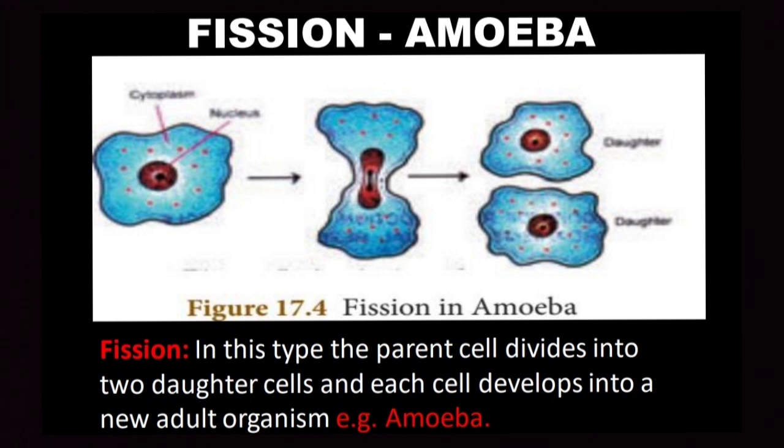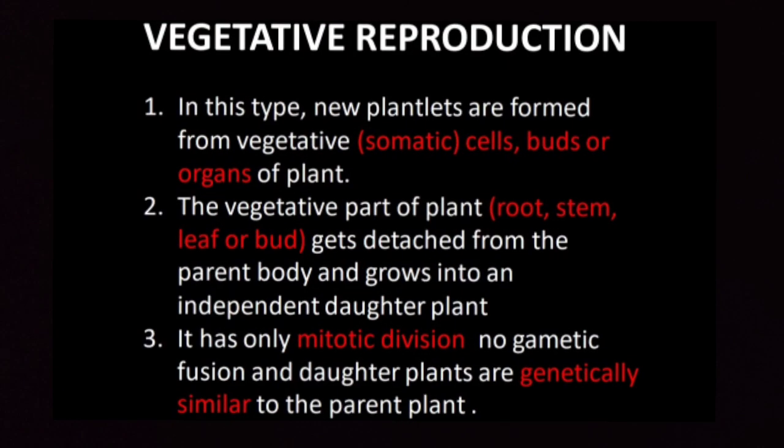Gynoecium also has 3 points. First one, the gynoecium is the innermost central whorl of a flower. Second one, it is considered as the female part of the flower. And the third one, the unit of gynoecium is called carpel.